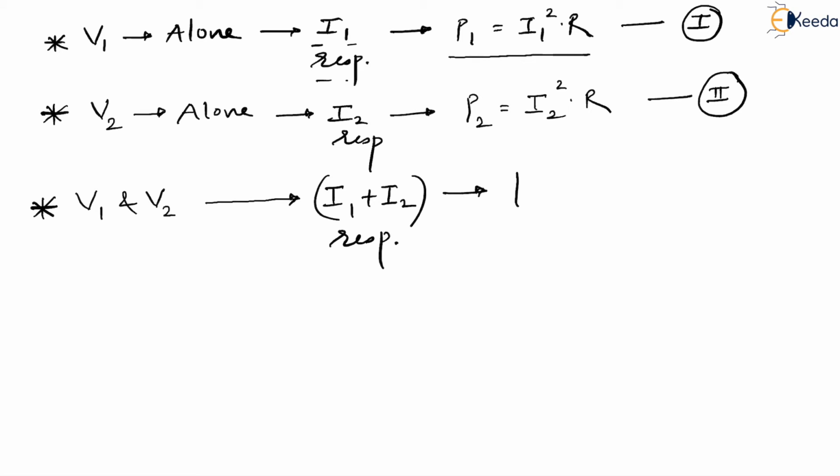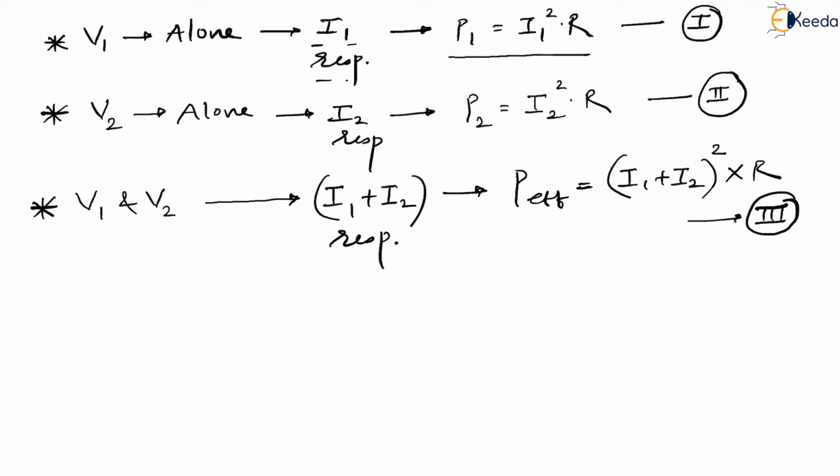And that's the reason why now I can say that the effective power is equal to obviously the total current square into R. So I can say that it is I1 plus I2, that is nothing but the total current whole square multiplied by R. Okay, let me call this one as equation number 3. Do you think that this is equal to P1 plus P2?